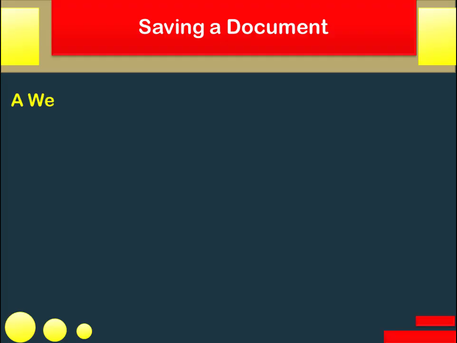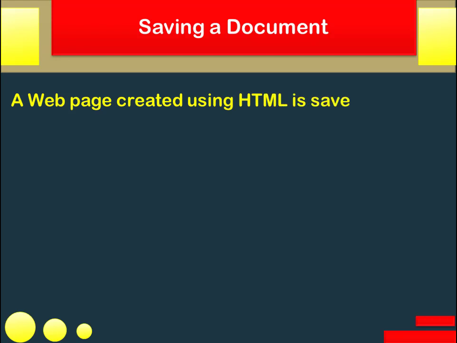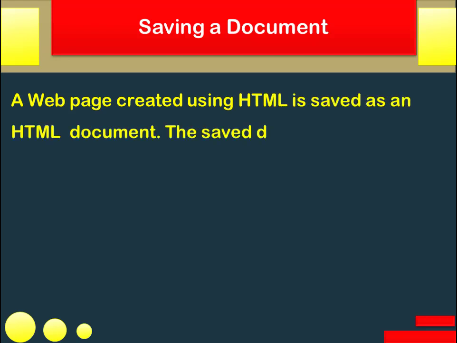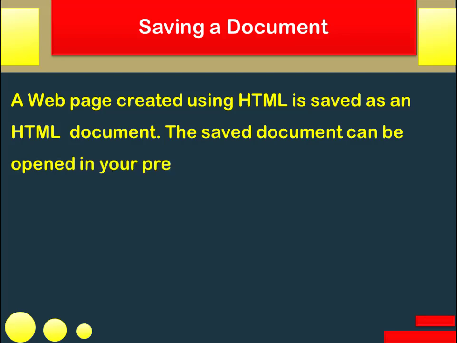Saving a document. A web page created using HTML is saved as an HTML document. The saved documents can be opened in your preferred browser. I have just named some browsers before, so can you name them? Yes, your Mozilla Firefox, your Google Chrome, Internet Explorer, and many more. So whichever browser you want to open, what is the function of the browser? The function of the browser is to convert the HTML tags into readable information.